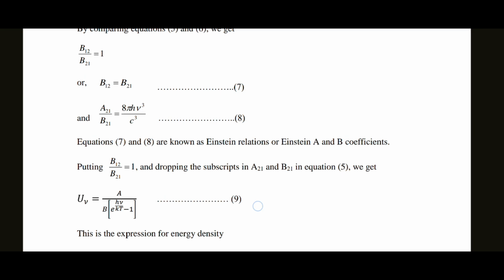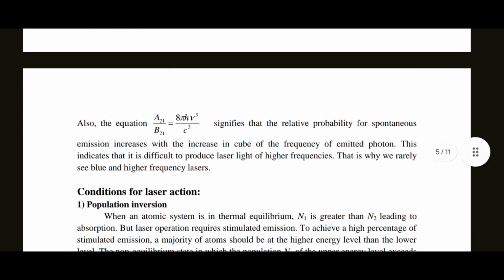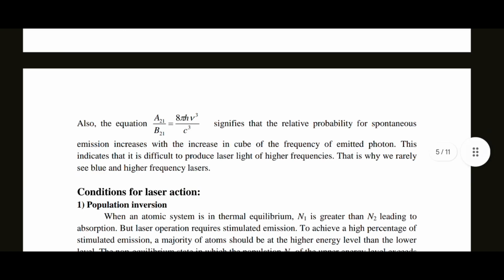Equation 5, we get u nu is equal to a by b into the denominator e power h nu by kT minus 1. This is the expression for energy density.